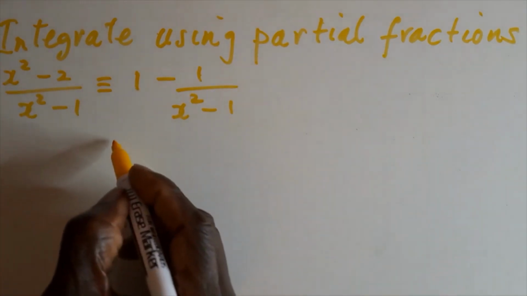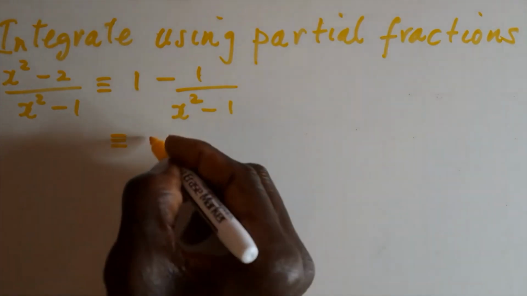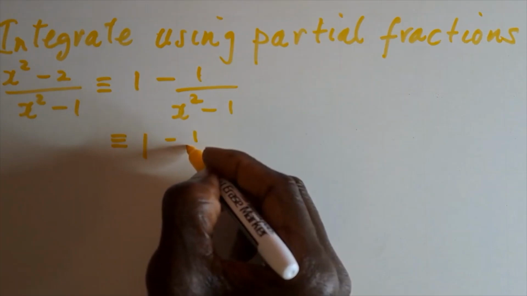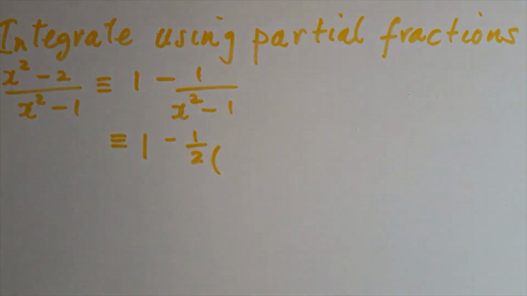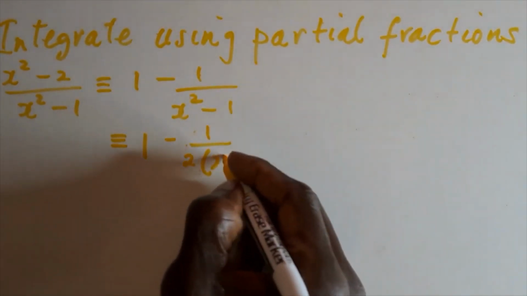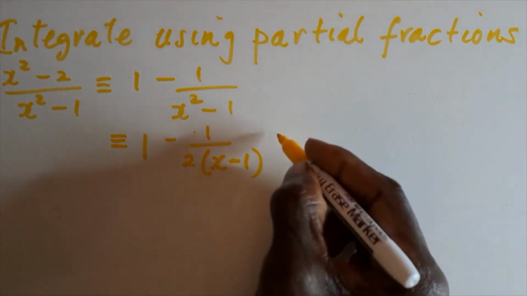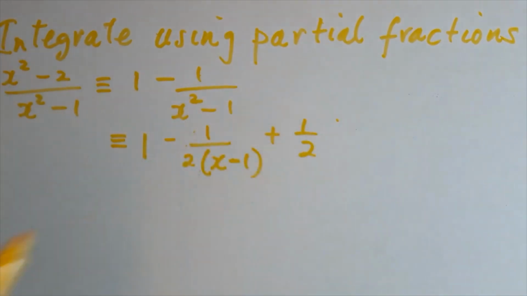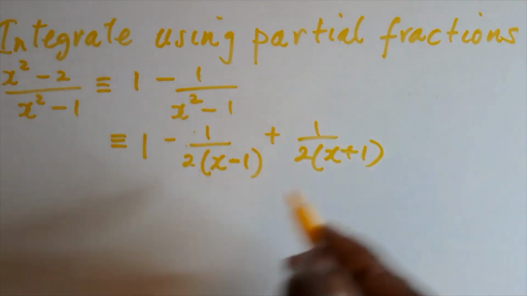Now, I'm not going to go through the steps of the partial fractions, but this is equivalent to 1 minus a half brackets 1 over x minus 1 add 1 over x add 1. Let me just write it in the same way: 1 over 2 into x add 1.